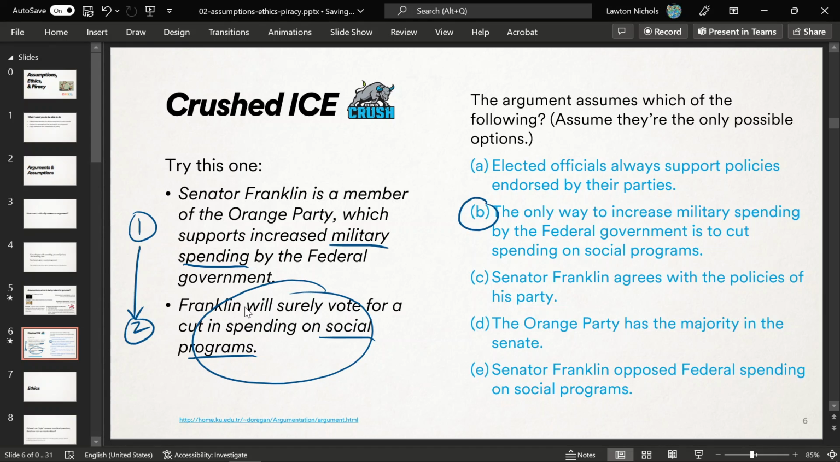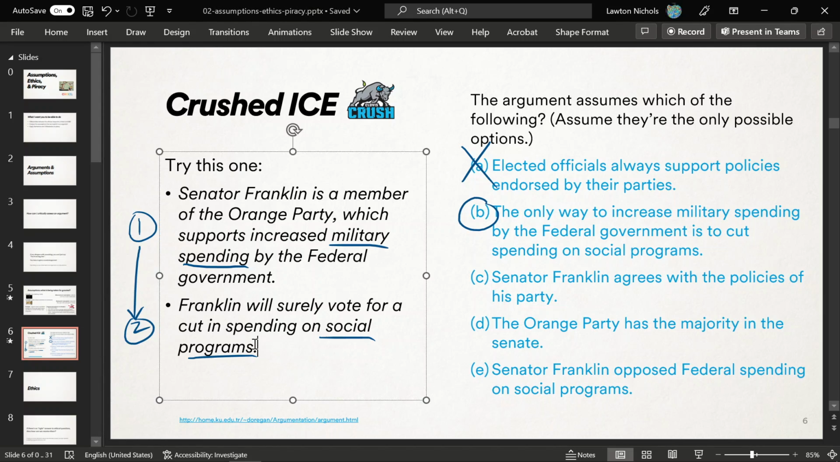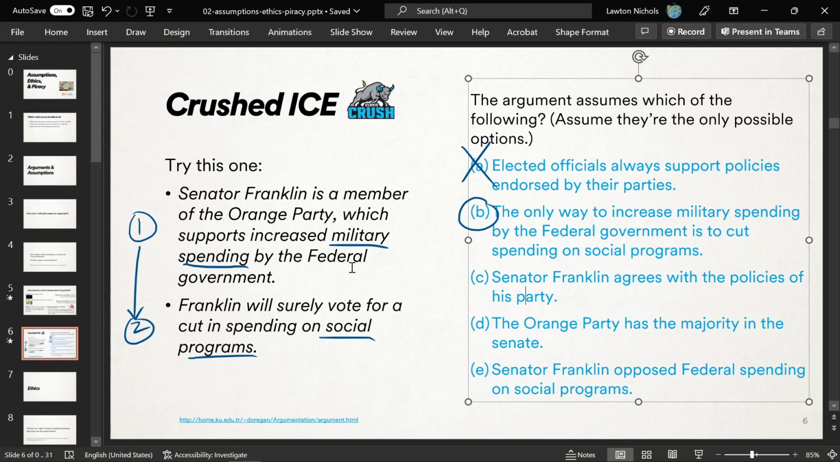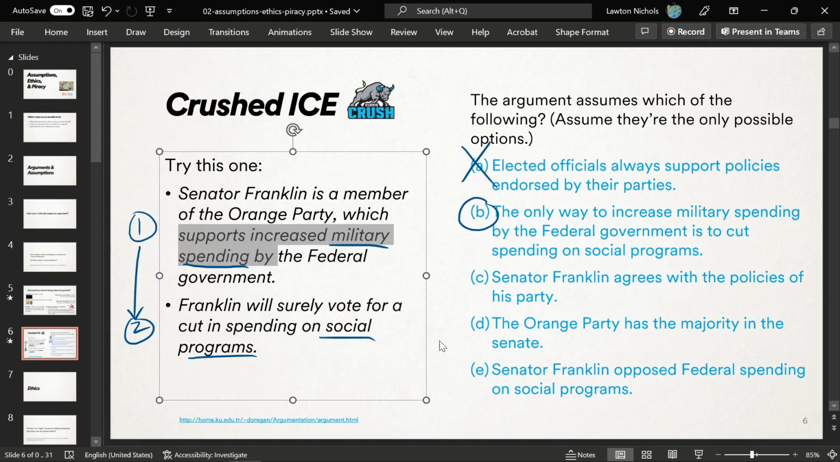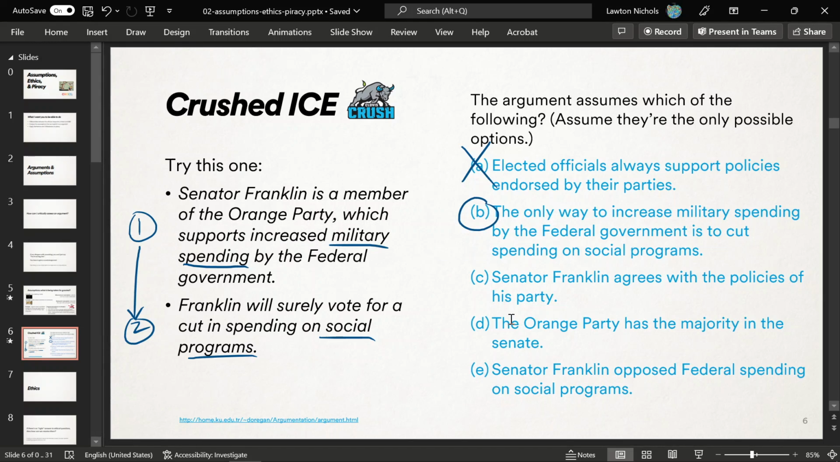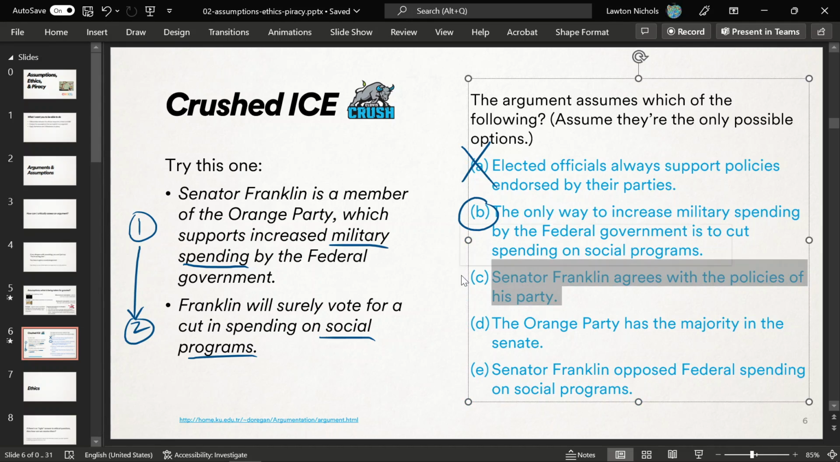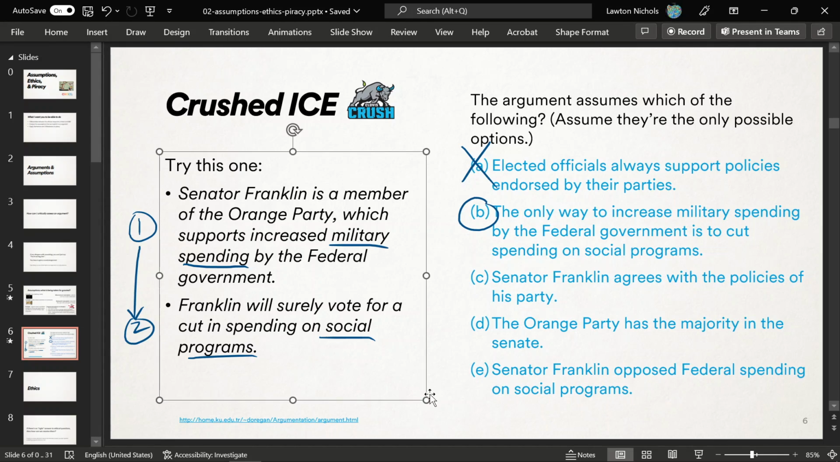Do you see how A doesn't link those two at all? That's the real problem. There's no link there. Maybe if this line was saying, like, Franklin will surely vote for an increase in military spending, then A is the right answer, right? But no, there's no link. All we know about the Orange Party is that they support increased military spending, and that's what Senator Franklin is part of. Okay, why not C? Senator Franklin agrees with the policies of his party.